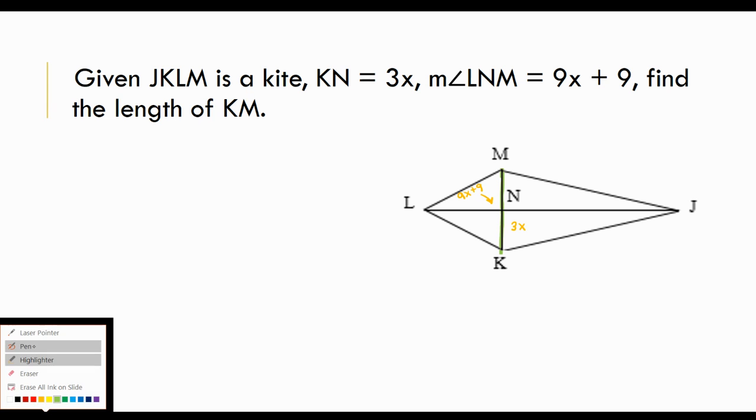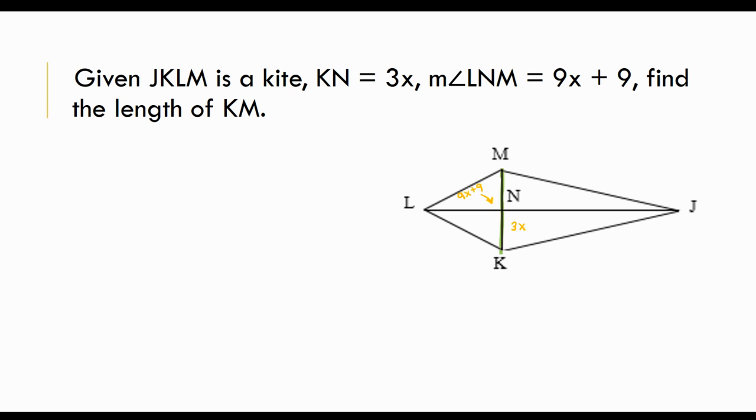Okay, so if we are looking at kites and the properties of a kite, I'm talking about angle LNM. That is an angle that's being formed by the two diagonals, and one of the properties is that the diagonals are perpendicular. So perpendicular means that we're forming right angles. So not only do I have that angle as an expression of 9x plus 9, but I also know that it is 90 degrees. So when I have two things representing the exact same angle, that means I get to set those two things equal to each other.